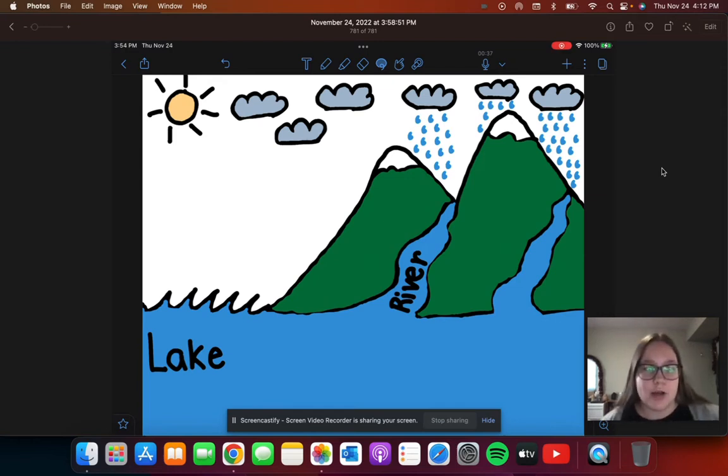So, I've drawn out this water cycle diagram here on my iPad, and we are going to go through the process of the water cycle together. This video is going to be uploaded to my YouTube channel, and the link is going to be available on Google Classroom, so you can go back and you can watch it whenever you need to.